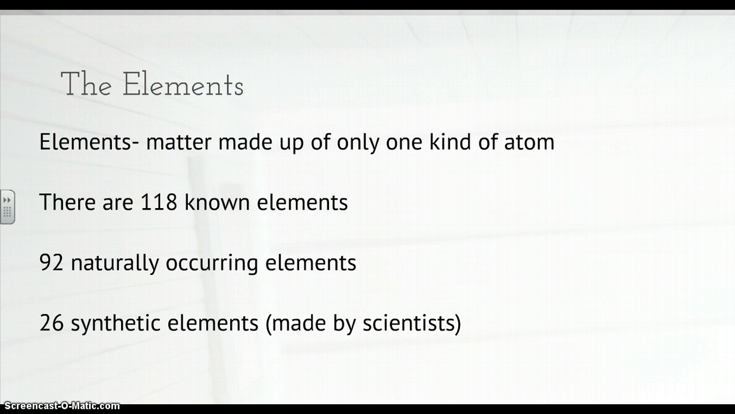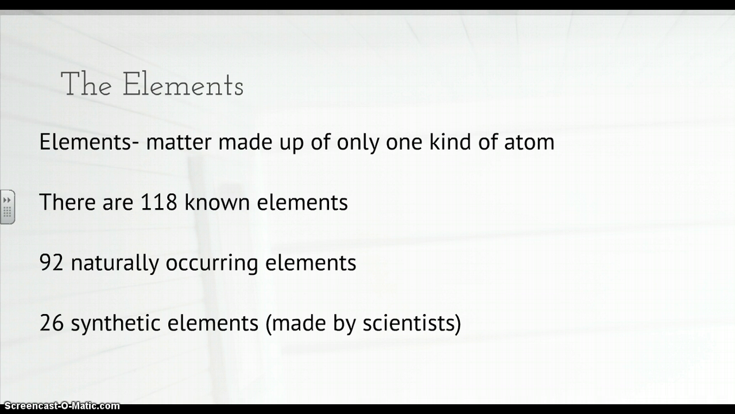There are 118 known elements. Your textbook says 115, but it's a little outdated. 92 of them are naturally occurring. In other words, they're just here on Earth. Nobody had to make them. They've been discovered here, and those elements are used for a variety of purposes.